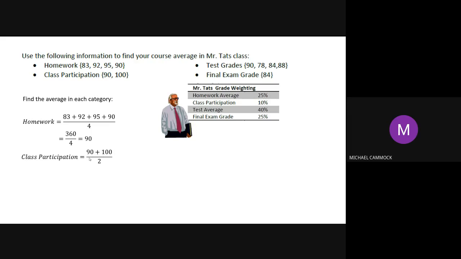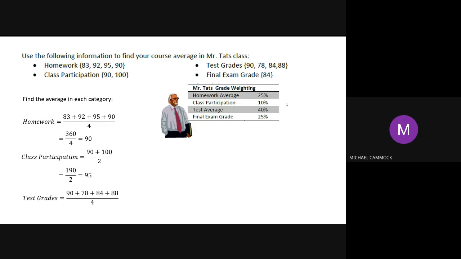We'll do the same thing for class participation. 90 plus 100, but divided by 2 because there are only 2 marks, and that works out to 95. Do the same thing for test grades, right? It's these numbers here, 90 plus 78 plus 84 plus 88 divided by 4 because there are 4 marks. So this one is divided by 4 because there are 4 marks. This one is divided by 2 because there are 2 marks. This one is divided by 4 because there are 4 marks. His final exam grade is only 1 mark, so his average is going to be that 1 mark. We don't have to do anything with that.